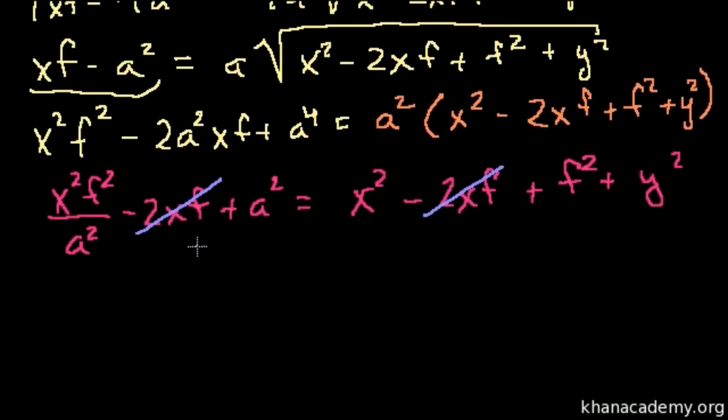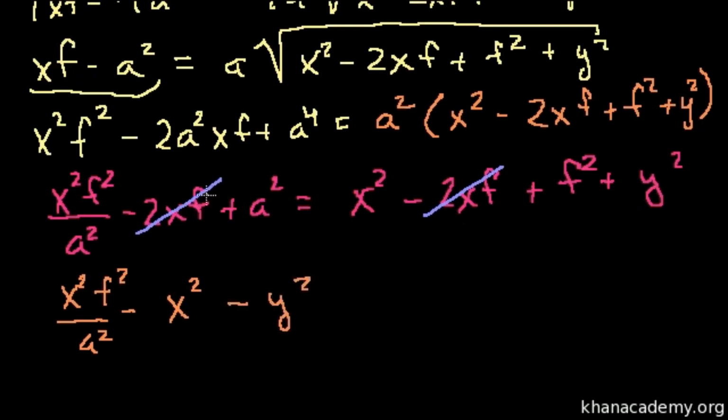And let's see. What we could do is subtract this x squared from this. So you get, let me rewrite it. So you get x squared f squared over a squared minus x squared. And let's bring this y squared to this side of the equation too. So minus y squared. That's all I did.